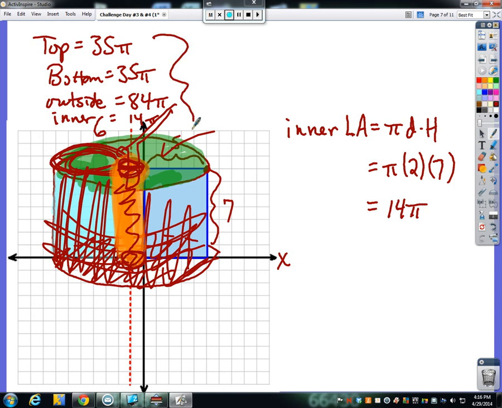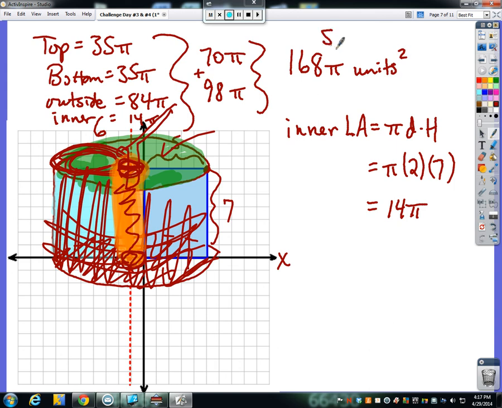So now how many pi do we have altogether here? Well, 35 and 35 make 70 pi, and 84 and 14 make 98 pi. So add those together and we'll get 168 pi units squared of surface area. Now, if you wanted to figure out what that is as a decimal, you certainly could, but I would personally just leave it in terms of pi.